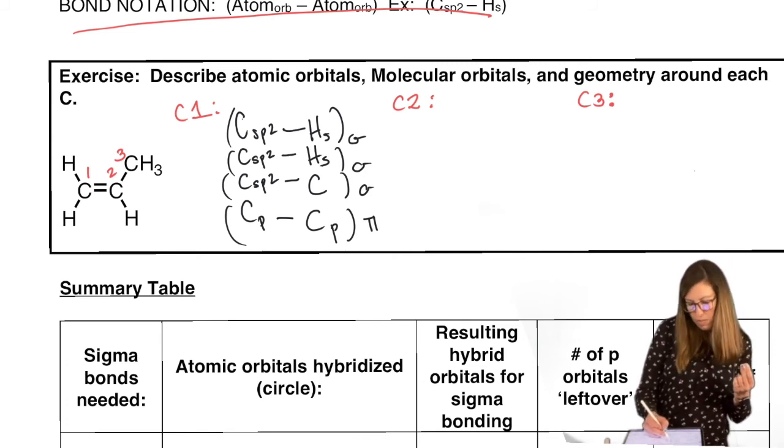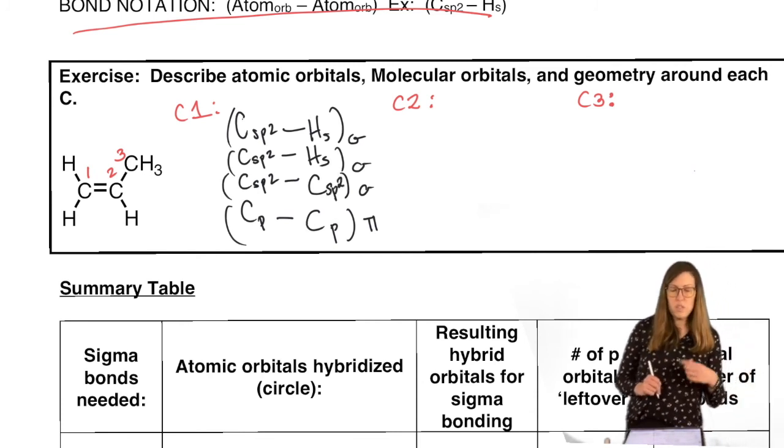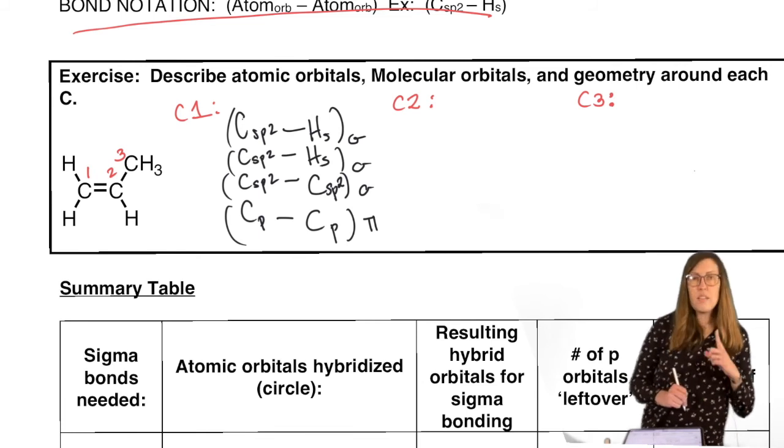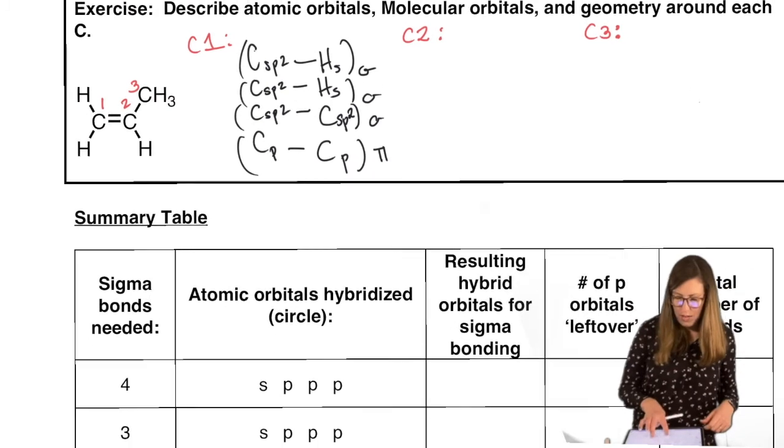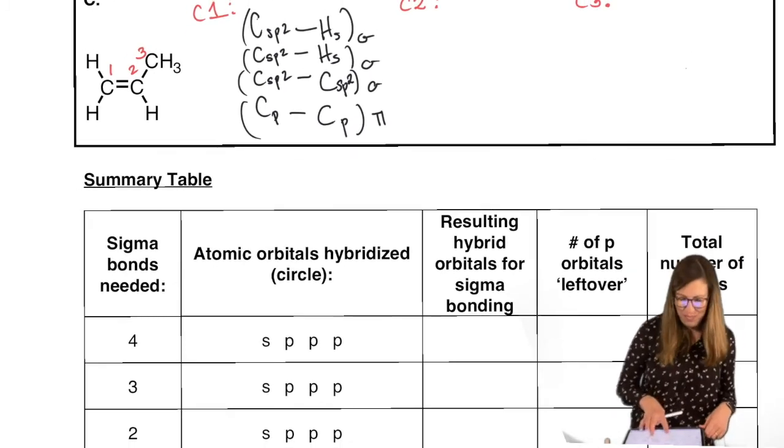What is the hybridization of carbon 2? It's also sp2. So it's going to be using an sp2 hybrid orbital to make its sigma bond with carbon 1. Give carbon 2 and 3 a try. Check back with me. See if you match.